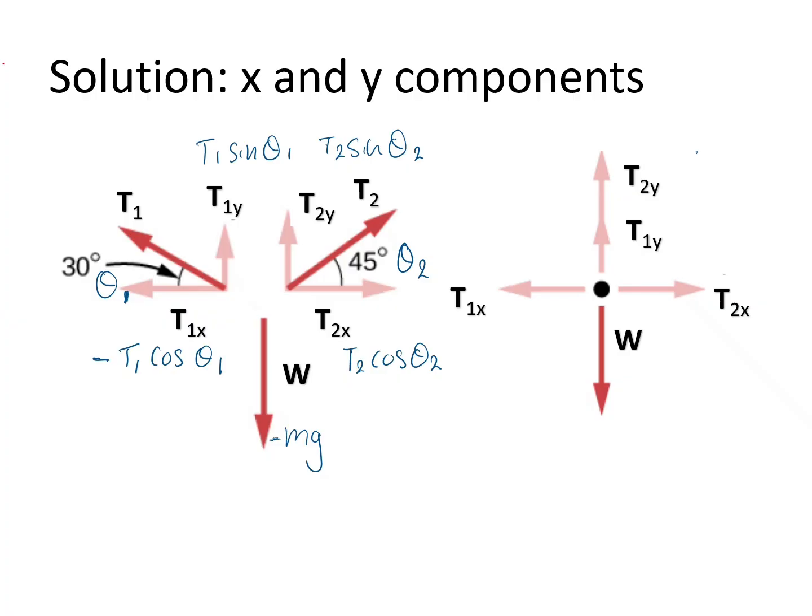This component step is where many mistakes happen. The sine and cosine choices depend on where the angle is measured. Here, both angles are measured from the horizontal. So cosine gives the horizontal component and sine gives the vertical component. Once the components are identified, we can translate the equilibrium condition into two equations.